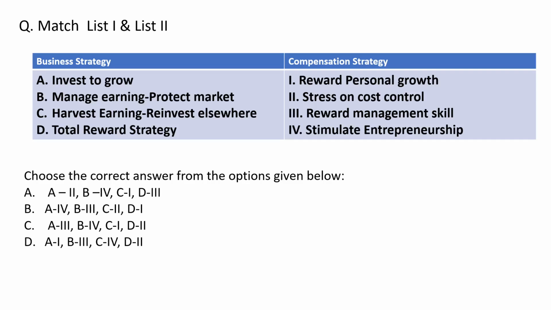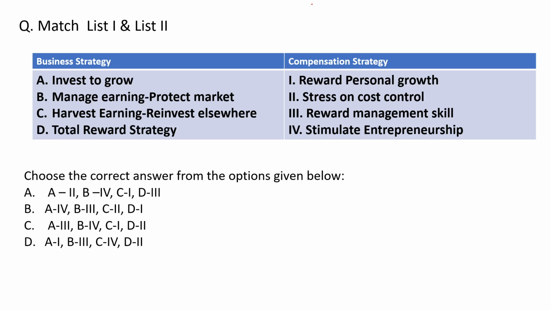Now let's see, you are again given a match the column, business strategy and compensation strategy. On the left hand side you are given invest to grow, manage earning, protect market, then harvest earning, reinvest elsewhere, and total reward strategy. You are given the reward personnel on the right hand side. Compensation strategies are provided to you: reward personal growth, then stress on cost control, then reward management skill, and stimulate entrepreneurship.